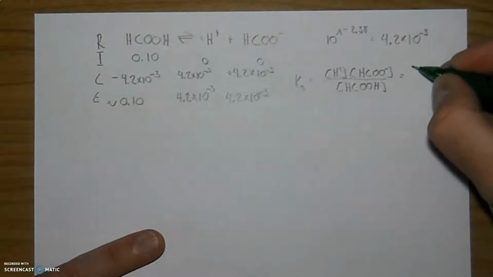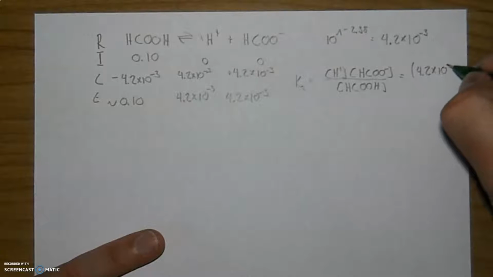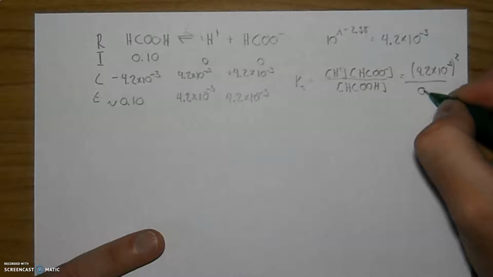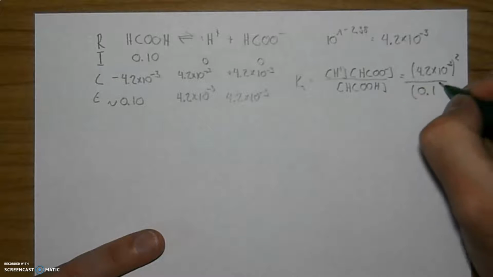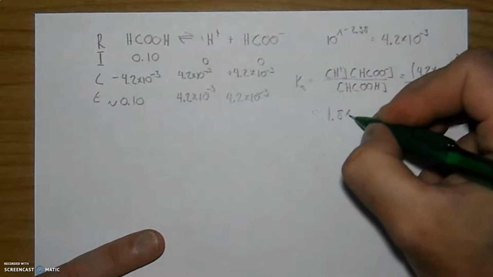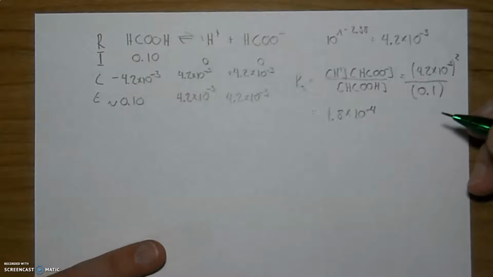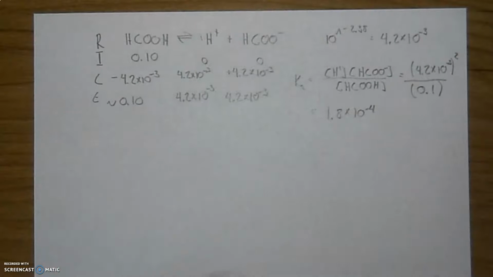And now I'll just actually put in the values, 4.2 times 10 to the negative 3 squared over 0.1. And that answer will end up being 1.8 times 10 to the negative 4. And that is the answer for that particular problem.